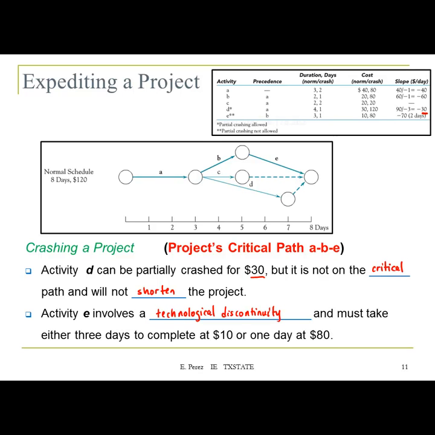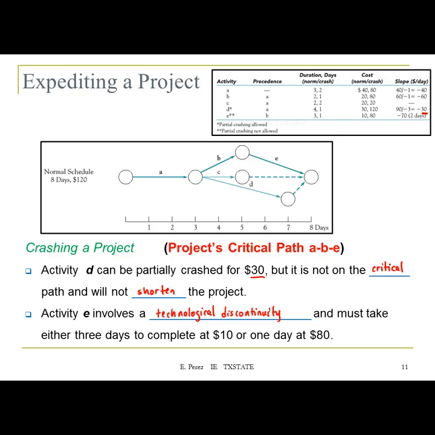So if you're looking at crashing the project by 1 day, activity E will not be an option because it shortens the project by 2 days. You don't have the option of shortening by 1 day because for that activity you can have 3 days or 1 day as your total duration.